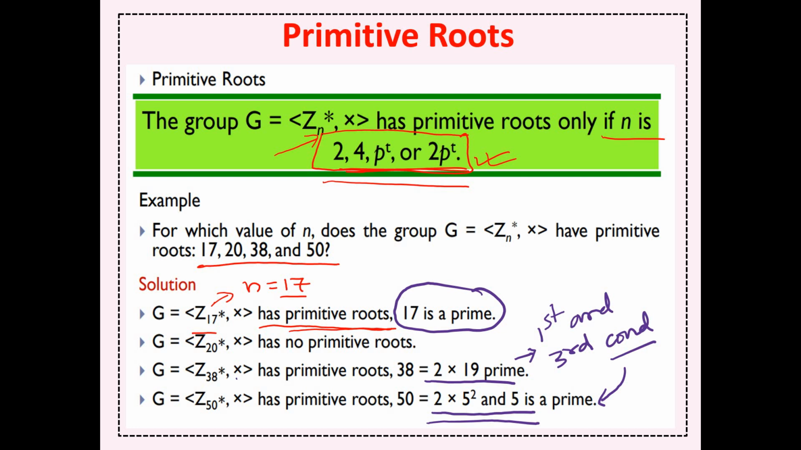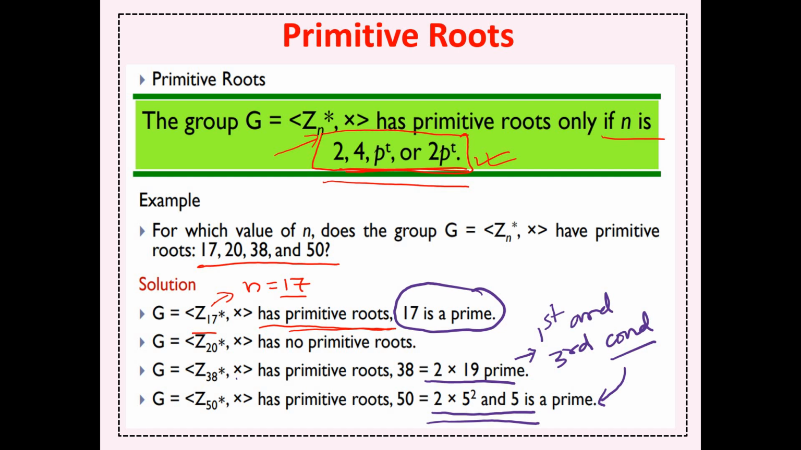Okay, so this p is a prime number. We are representing it that way throughout our nomenclature. So this condition is satisfied. The third one, 17 to the power 1. Correct. So we can say that 17 is a prime and it has primitive roots. It's the same, Z17. Now if you observe the next one, Z20.